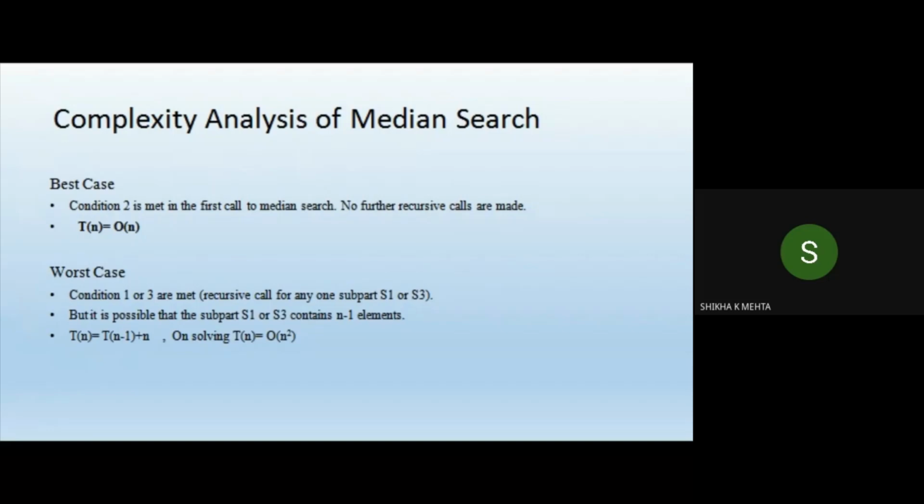So if condition 2 is met in the very first call, that means this is the best case, the minimum time the algorithm will take in order to find the element that we are searching for. So it comes out to be O of n. Now, in the worst case, condition 1 or condition 3 is met. In both cases, we are making recursive calls to the function itself.